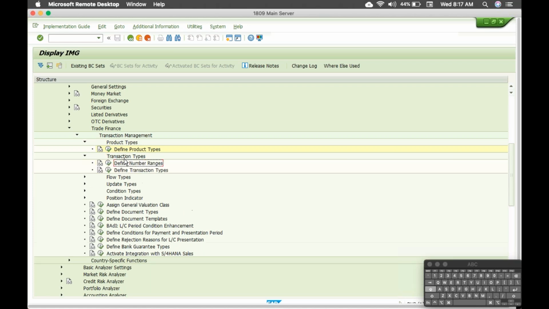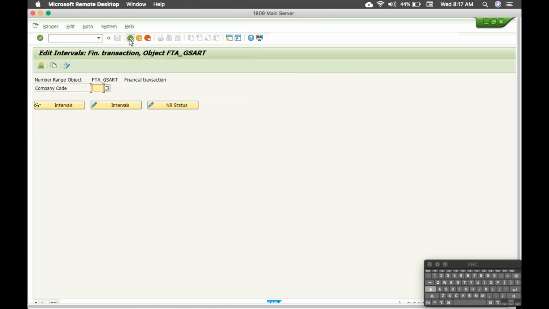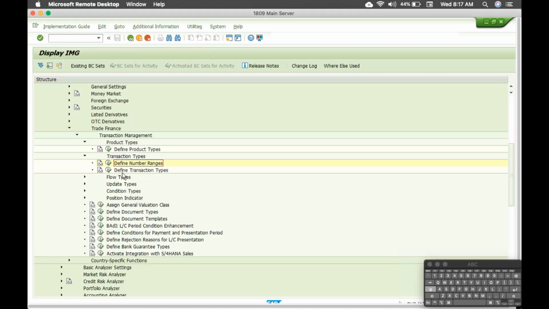Then come to transaction types. Define number range. See here again, just define number range.